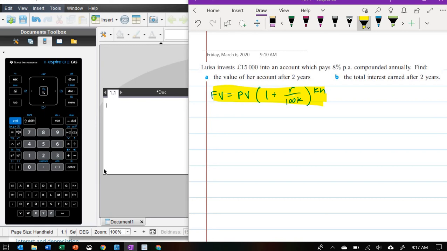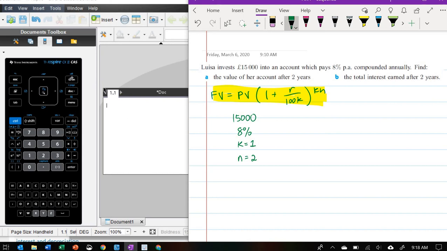So in this problem, Louisa invests $15,000 into an account which pays 8% compounded annually. So we know she's going to start with $15,000. Her interest rate is 8%, and she's compounding annually. Therefore, K is equal to 1. And we want to know how much her account will be after 2 years. So that means our N, number of years, is equal to 2. So we have all the information that we need in order to just plug it into the equation, or we can use the features of our CAS in order to do it.